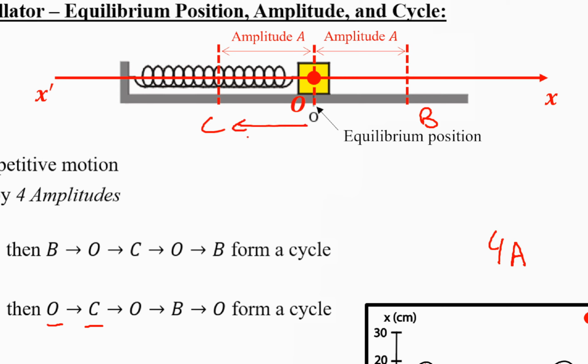That's an amplitude. Now going from C to O, that's another amplitude. One might think this would represent a cycle because we have returned to O. No, that's not correct because this represents 2 amplitudes. Now going from O to B and going back from B to O, that would complete 4 amplitudes and that would represent a cycle.